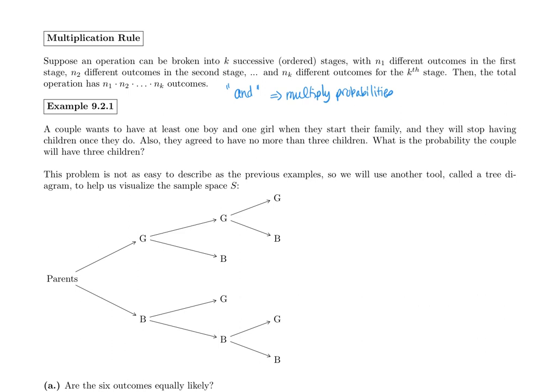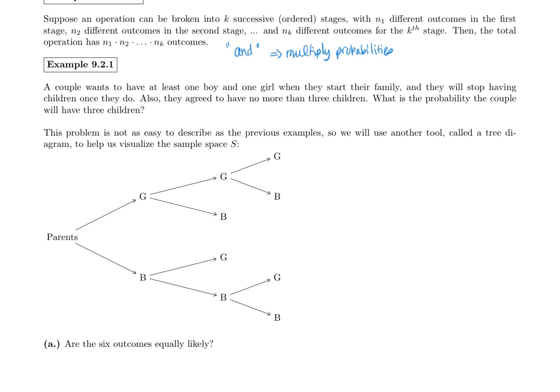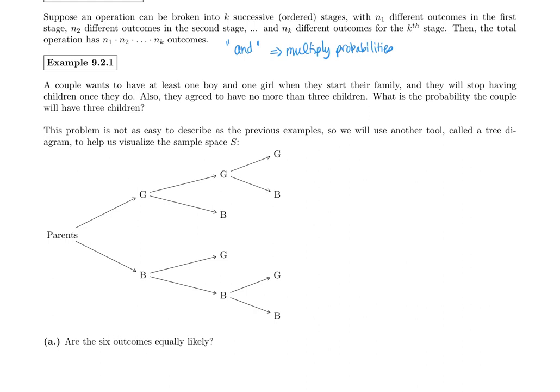This is something that we can use to visualize probability, and it's called a tree. So sometimes we need something to help us visualize all the different possibilities within one of our probability problems. So I said here that this problem is not as easy to describe as the previous examples with the dice and the coins, so we're going to use our tool called a tree diagram to help us visualize.